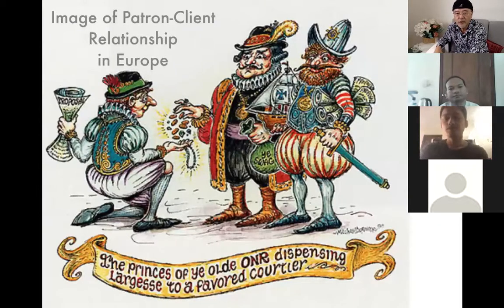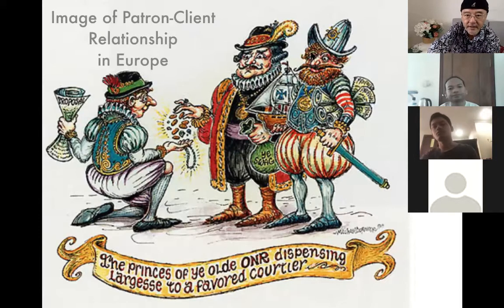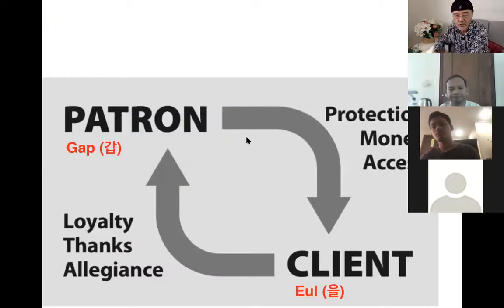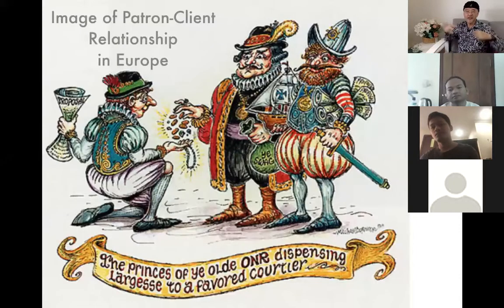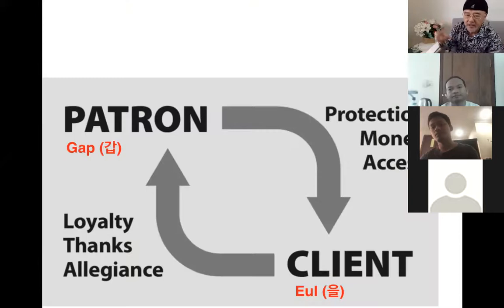It started all over the world because, well, it started in Europe, right? It's a patron-client relationship. What people say is patron-client, I am calling Gap Eul, because patron-client is more of the European idea, the West, the white people society. But in the Gap Eul relationship, it's where the farmers have a relationship with the landlord. The people who own a lot of land become patron, or Gap, or Eul, just like in Korea.